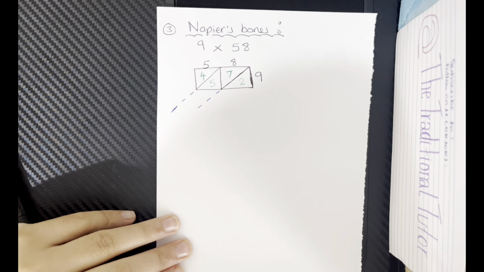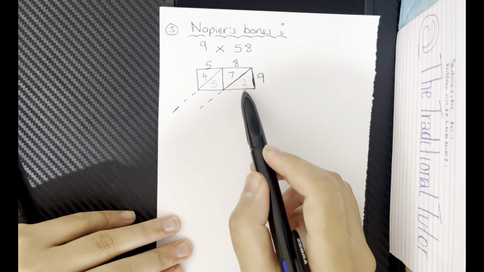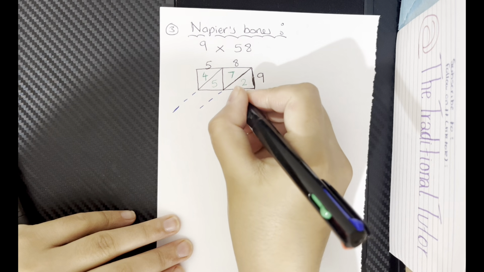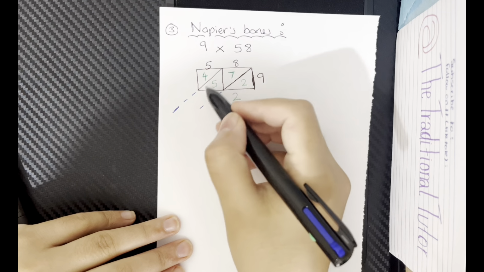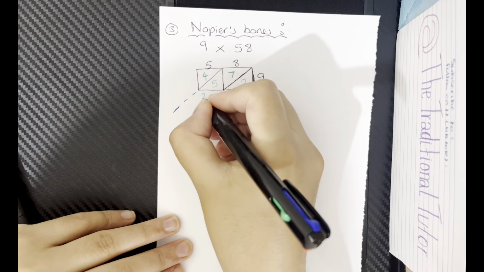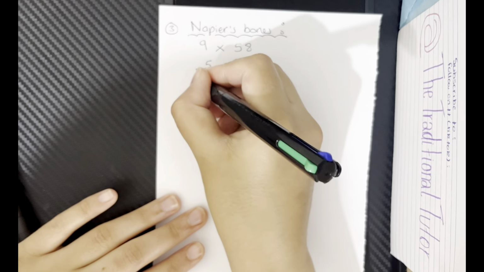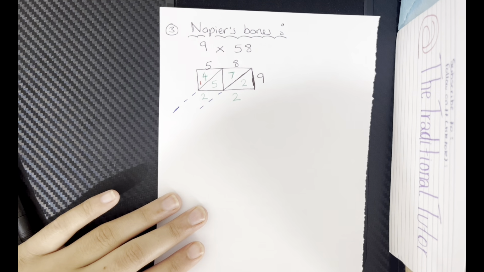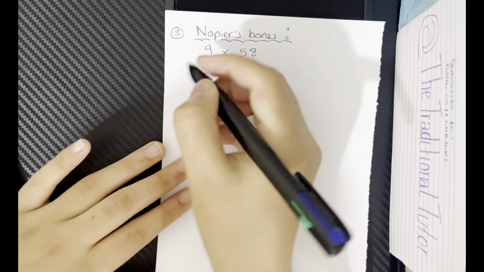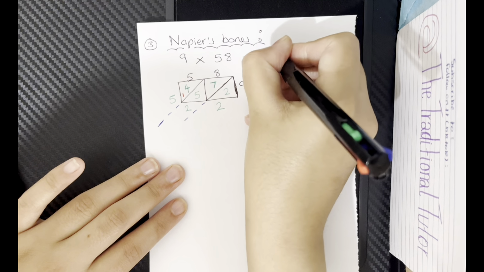Next, what we need to do is add along the diagonal lines. I've got my 2, and I've got no other unit in this diagonal, so I'm just going to place my 2 here. Then in the second diagonal, I've got my 7 and my 5. If I add them together, I get 12, so I'm going to place my 2 here, and carry my 1 over to the next column, and I'll place it like this. And in my final diagonal, I've just got 4 plus my 1, which gives me 5. That's my answer. So my answer is 522.